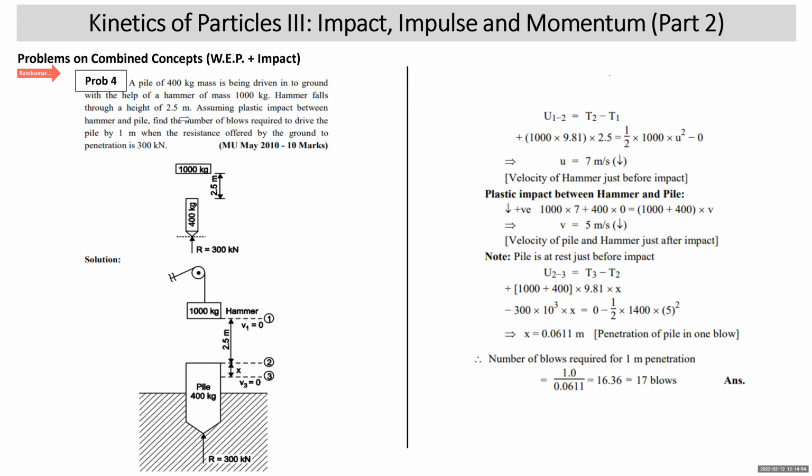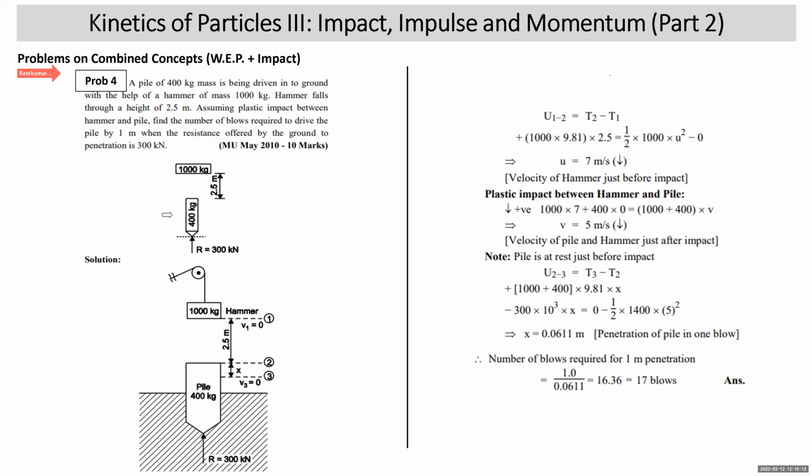Hammer falls through a height of 2.5 meter, assuming plastic impact. Plastic impact between hammer and pile. That means after impact, hammer and pile will move together with a common velocity. Find the number of blows required to drive the pile by 1 meter when the resistance offered by the ground to penetration is 300 kN.